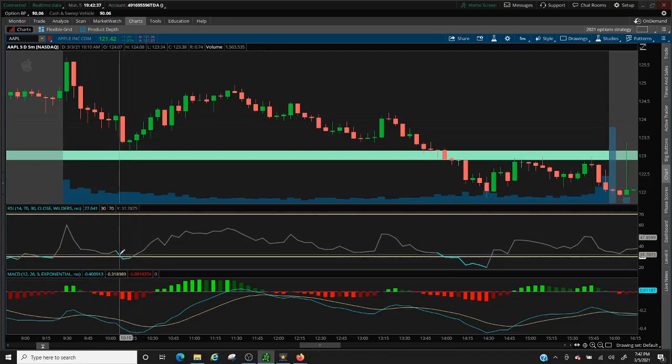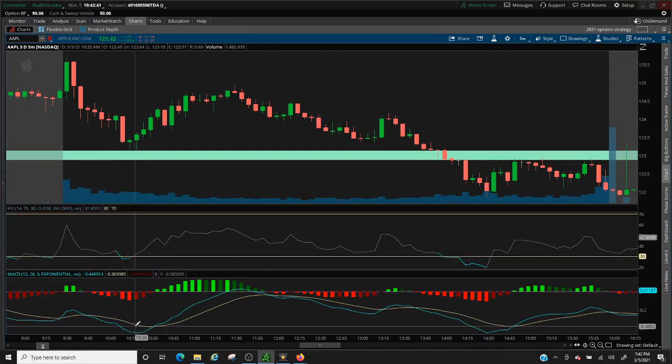If you see, right here we have an oversold condition, but the MACD did not trigger until over here. So the MACD waited until there was good confirmation here before it triggered to the upside.